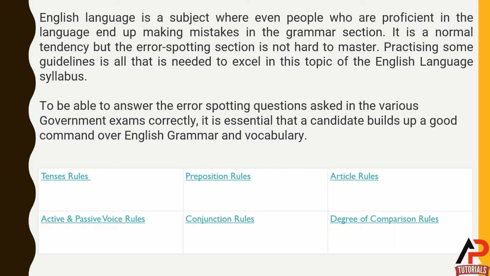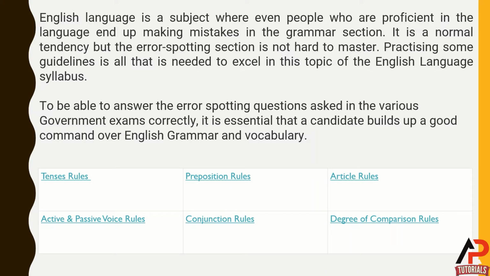It means that people who are very good in English or who know almost every rule sometimes also end up making mistakes, and one of the many reasons is that they are not friendly with the rules, and they have not practiced enough. So you should practice enough to get a good command over it. Spotting the errors is not a very hard topic to cover, and you just have to learn all the rules and practice enough to get a good command over it.